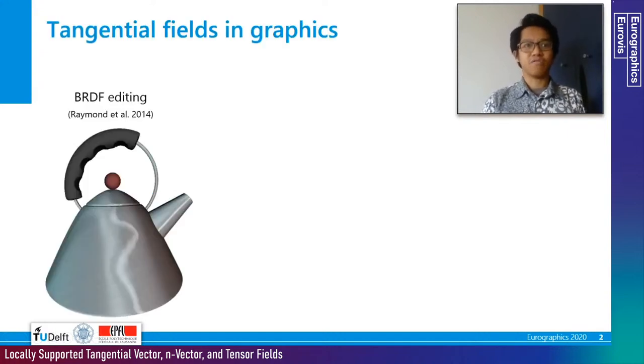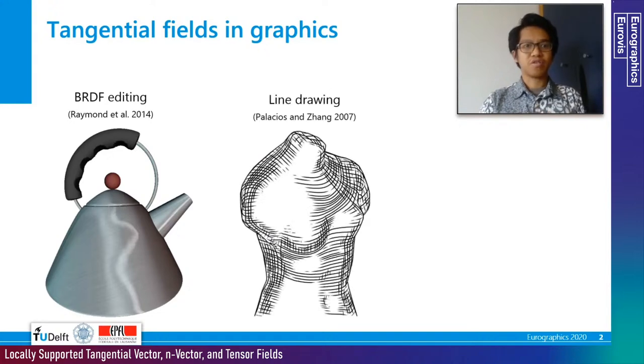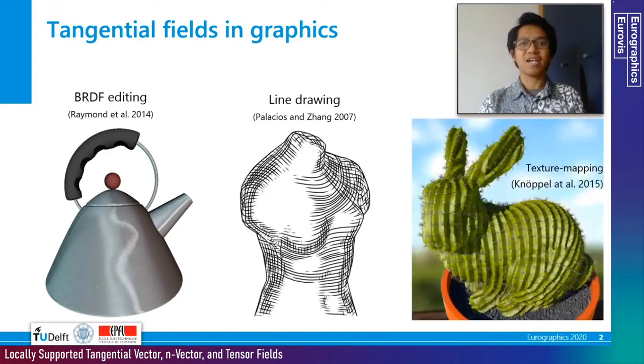The idea of using some notion of tangential fields to encode directional information on the geometry is prominent in computer graphics. Some examples: tangential fields are used for BRDF editing. Rotationally symmetric fields guide the synthesis of artistic line drawings. Texture and stripe patterns on the surface align to the tangential fields on surfaces.